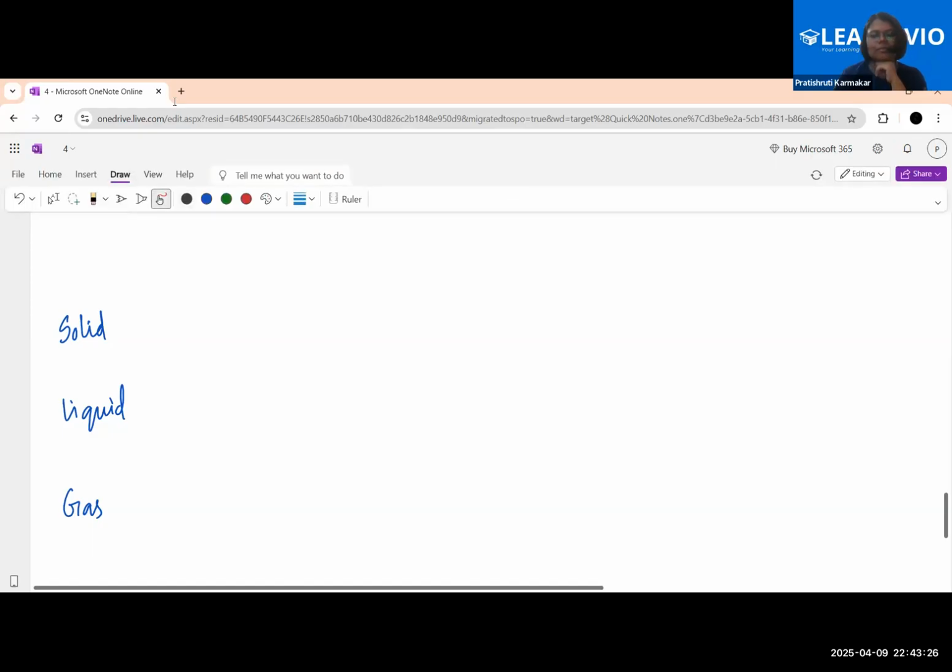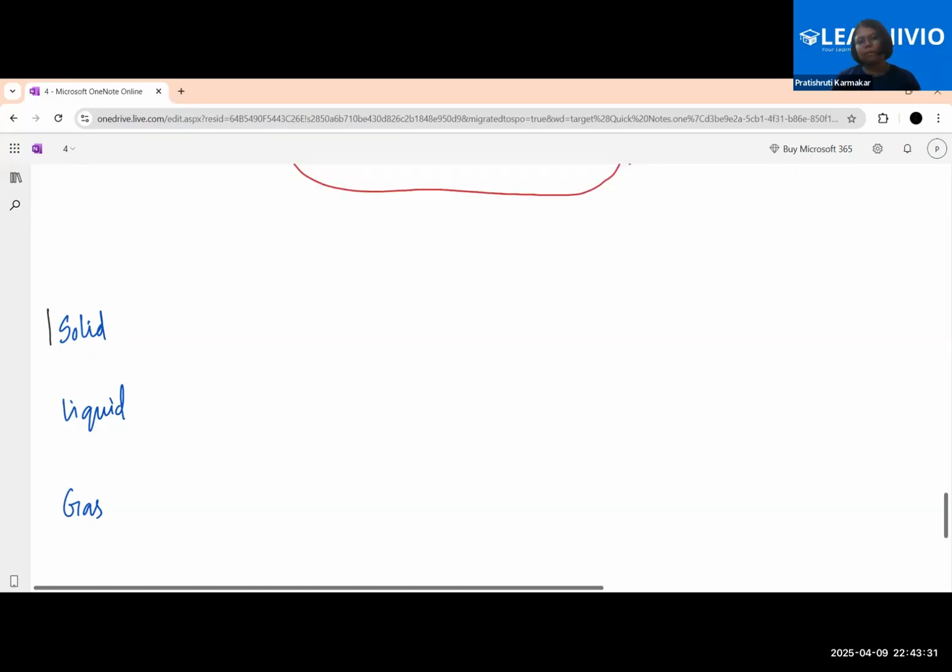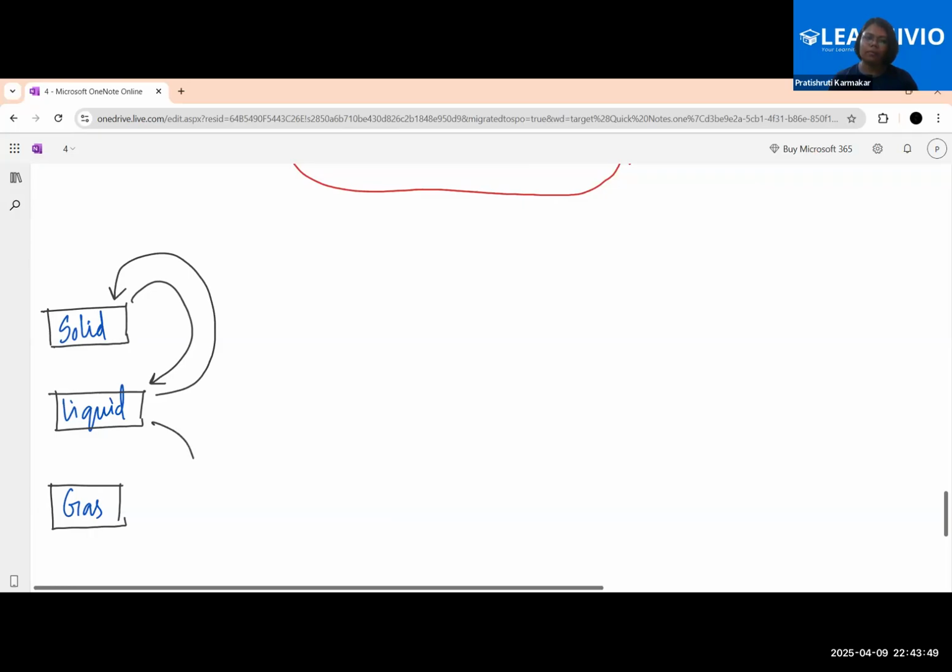And coming to gas. Gas has no definite volume and no definite shape. It has more intermolecular space and less intermolecular force between them. What about shape? It has no definite shape.